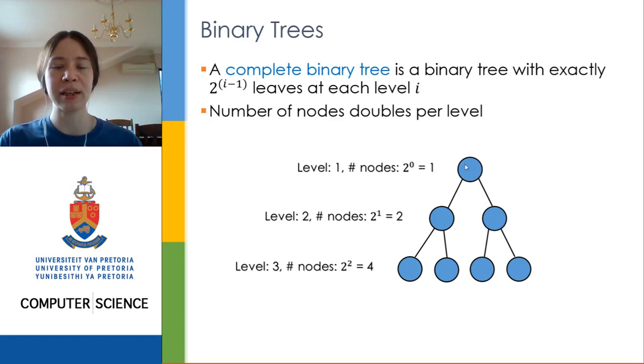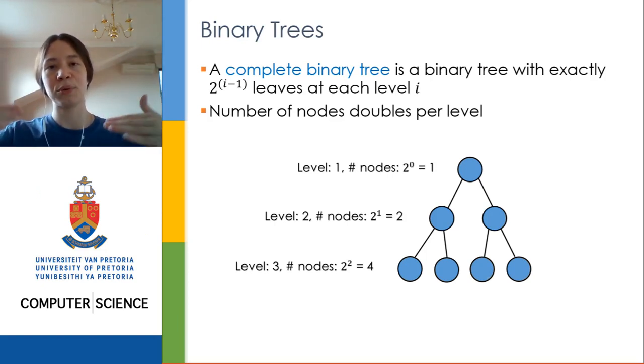So we go from 1 node at level 1 to 2 nodes at level 2 to 4 nodes at level 3 to 8 nodes at level 4 to 16, 32, etc. So the further down the tree you go, the higher the power of 2 becomes, and that power of 2 will basically tell you exactly how many nodes are stored on that level.